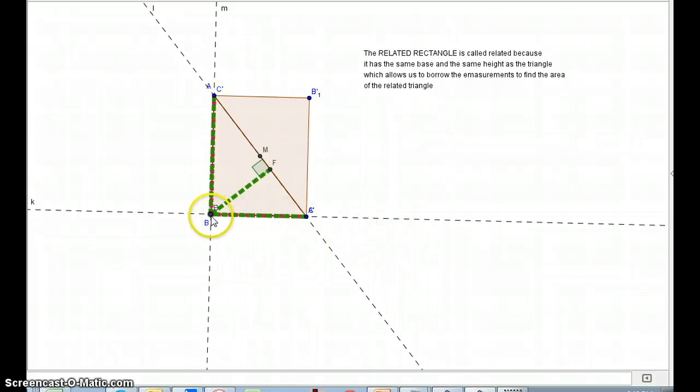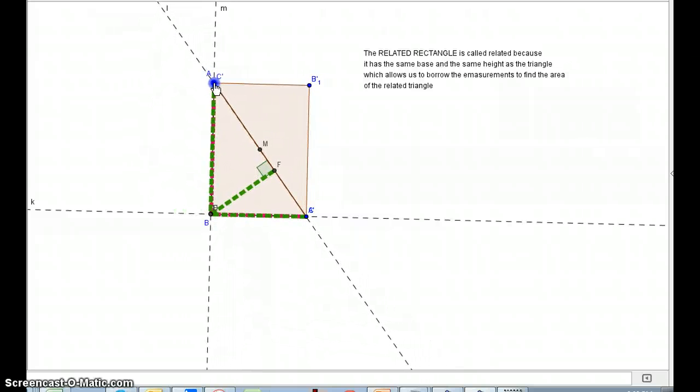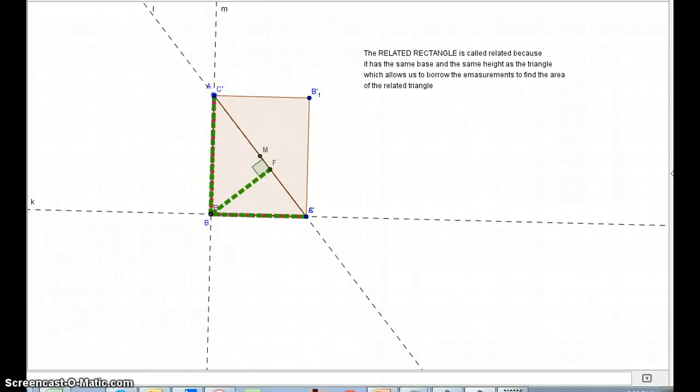So in this case, the base runs here, this segment from B to C, where the reflection of A is, and the height runs from B to C, or at least one of the heights runs from B to C. And that height is marked here because I have all three heights marked in green. So exactly half of the area represented by the related rectangle belongs to the area represented by the original triangle.